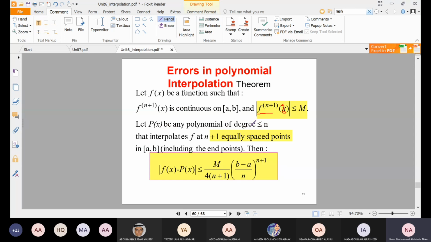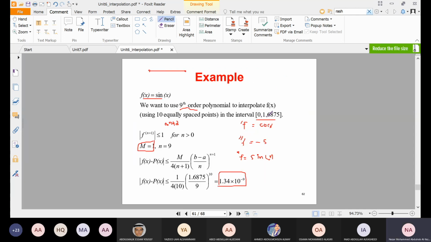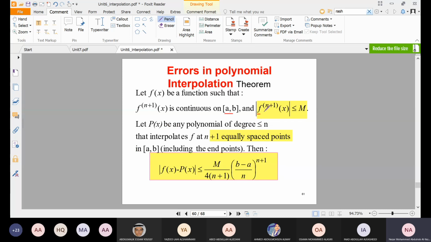M represents the maximum value here, the absolute value when you substitute x by any value inside this interval. You look here from 0 to 1.6875, so we need the maximum value. If you substitute, for example, 0, what will be the value? We need the maximum value in the table.